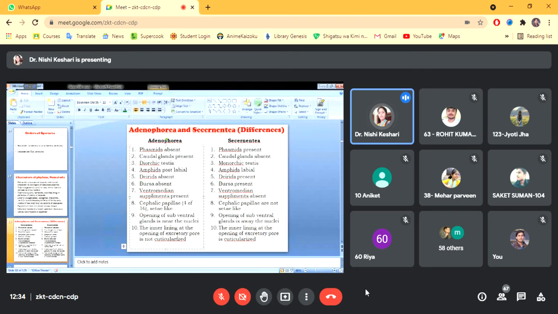The inner lining at the opening of the pore is not cuticularized. Cuticularized means the cuticle is smooth and protects the skin of the nematode. Whenever there is a pore, like the excretory pore, vulva, mouth or anus, the cuticle goes inside to line it, so that there is no problem during excretion. Here the inner lining at the opening of the pore is cuticularized. Here it is not cuticularized, here it is cuticularized.